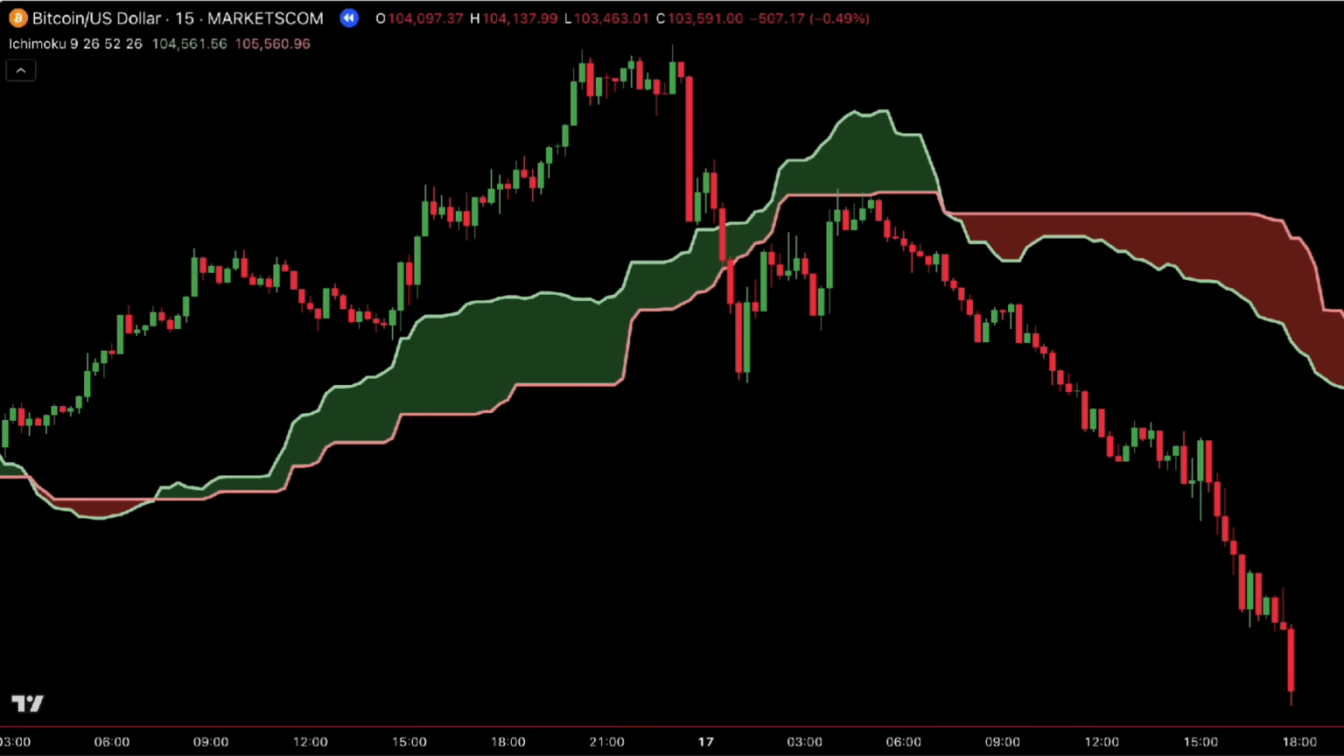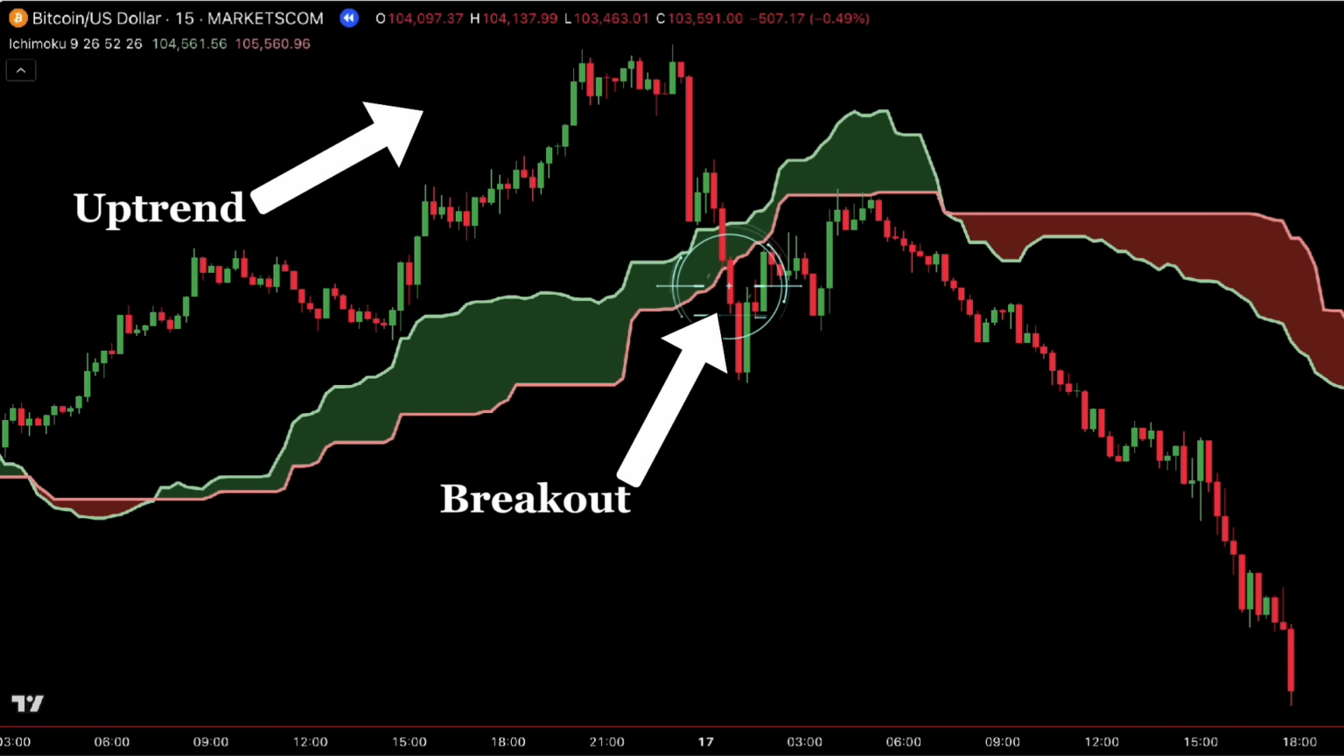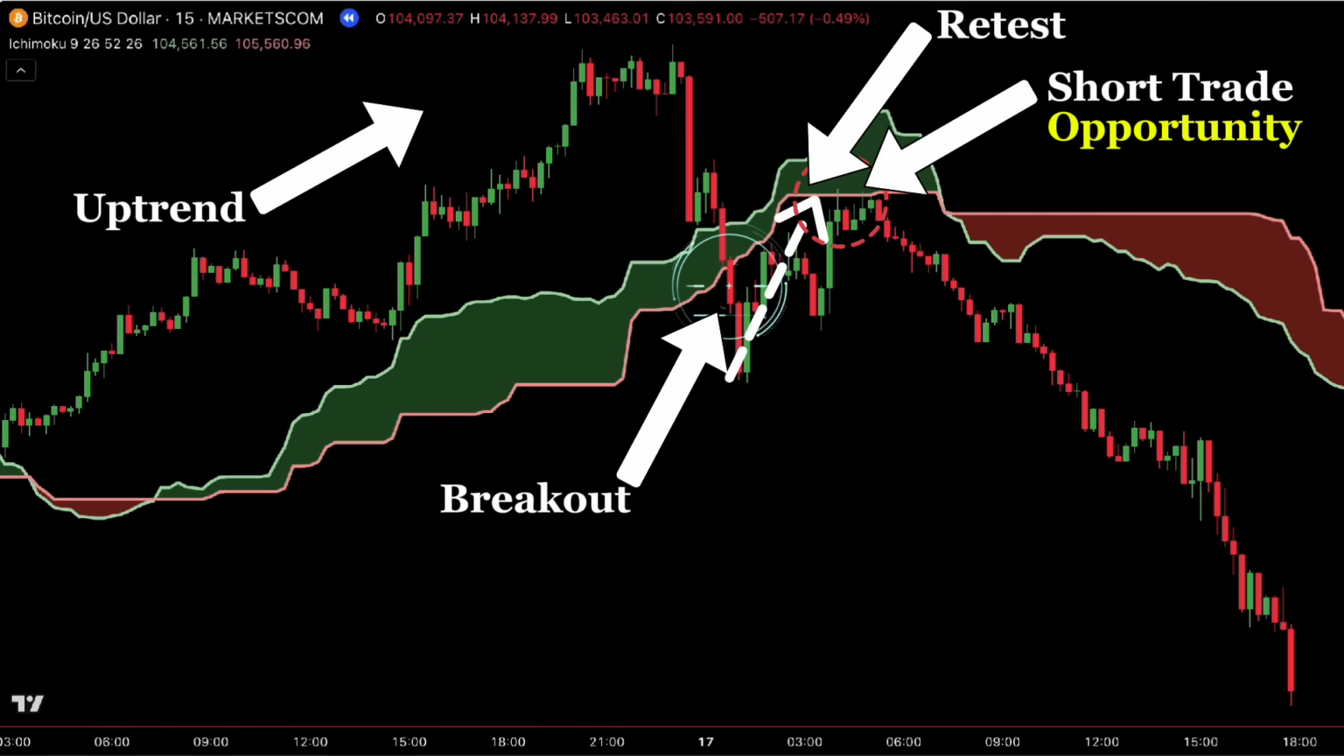Now here's a powerful setup you can trade. Combine a cloud breakout with a cloud pullback entry. For example, price is in an uptrend trading above the cloud. Then price breaks down through the cloud. That's your trend change confirmation. Shortly after, it pulls back up to retest the bottom of the cloud, which now acts as resistance. You see multiple rejection candles showing hesitation at that level. That's your short entry opportunity, with the benefit of catching a new bearish trend as it begins.